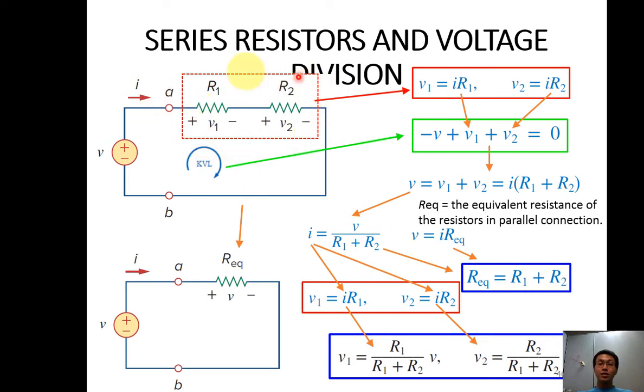So when the resistors are connected in series, we can rewrite as an R equivalent, where we sum R1 plus R2.